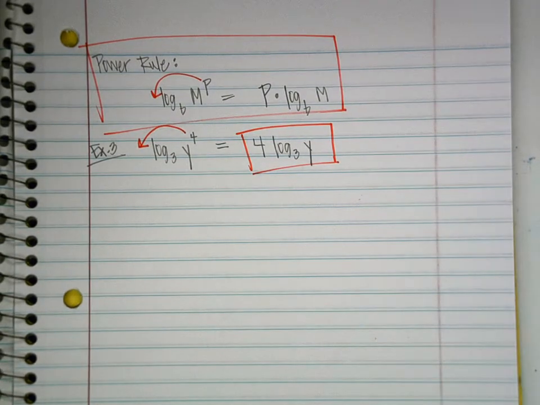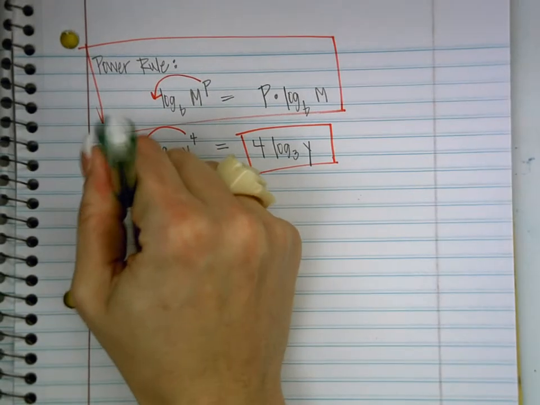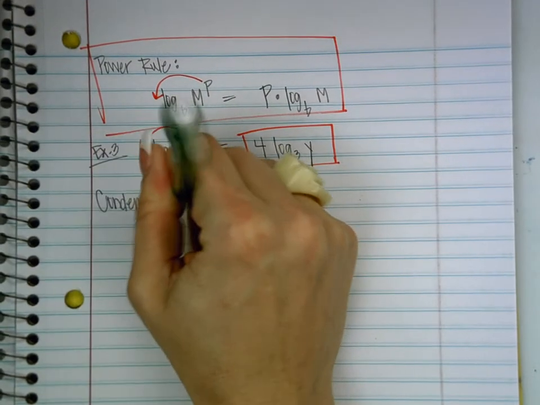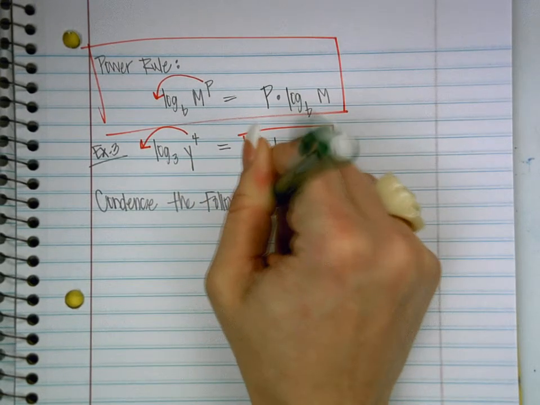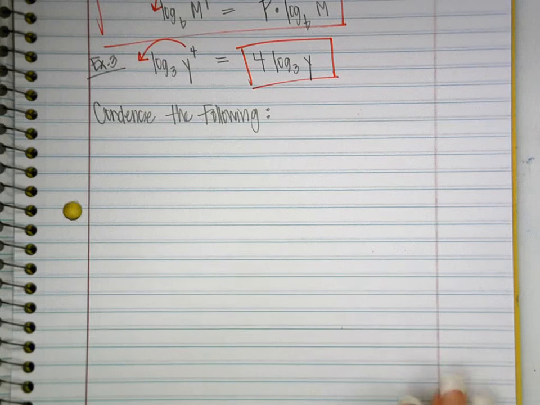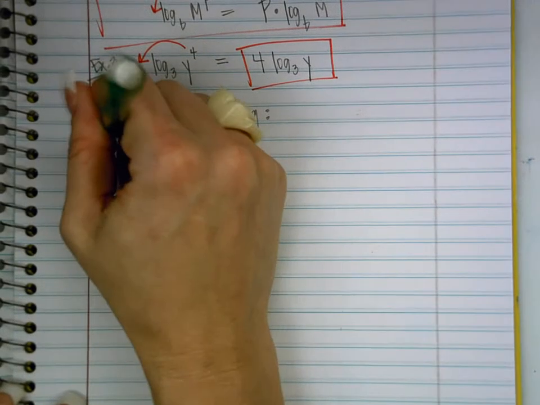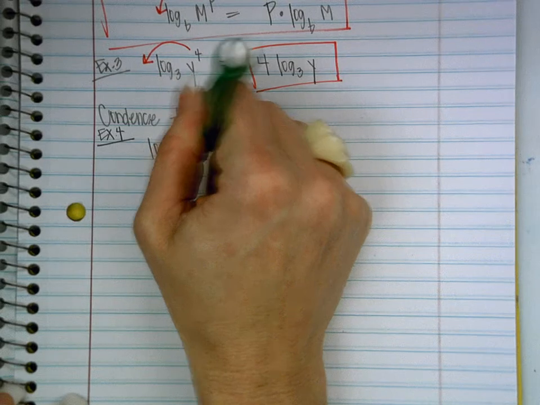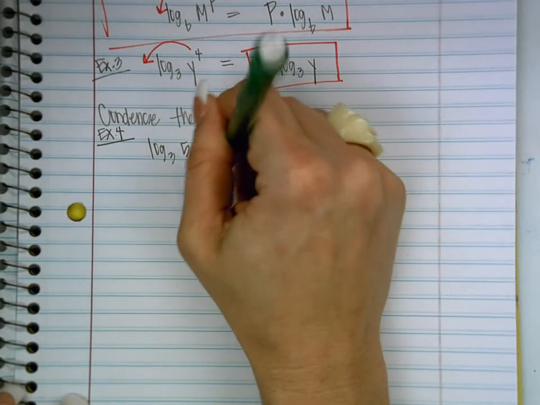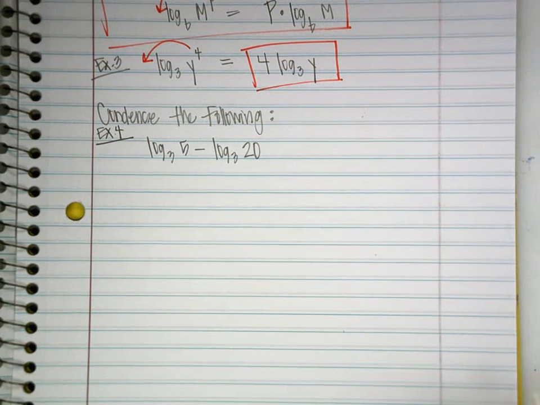So those are the 3 rules. Now we're going to ask you to use them. I'm going to ask you to condense the following. Whenever we're condensing, you need to have an answer that has 1 log. So it can only say log, L-O-G, 1 time. So something like for number 4, if I ask you to condense log base 3 of 5 minus log base 3 of 20.